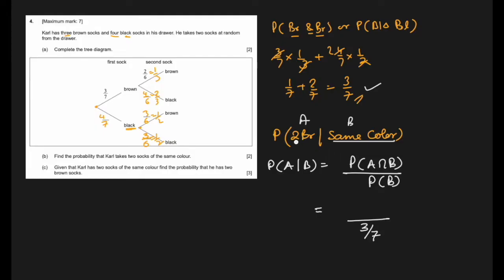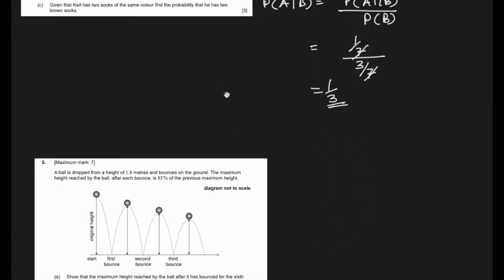Now the probability of 2 brown socks will be this brown and brown here, which is 1/7. This is what we got, 1/7. The 1/7 over 3/7, 7 and 7 cancel. The answer is 1/3. This is the probability that they are both brown given that they are of the same color. Okay, let's move on to the next one.